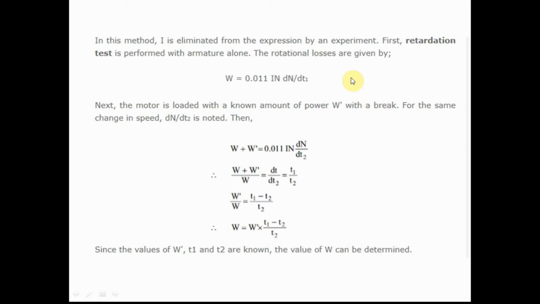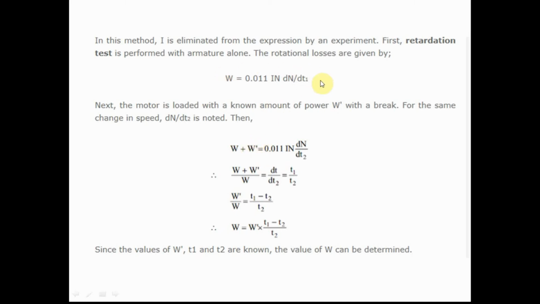So first we'll calculate the dN/dt without any electrical load. Now we'll calculate dN/dt2 with a certain amount of load on the motor. Now this will be equal to W, that is the stray loss, plus W dash. W dash is nothing but the amount of power dissipated in the electrical load or pure resistive load.